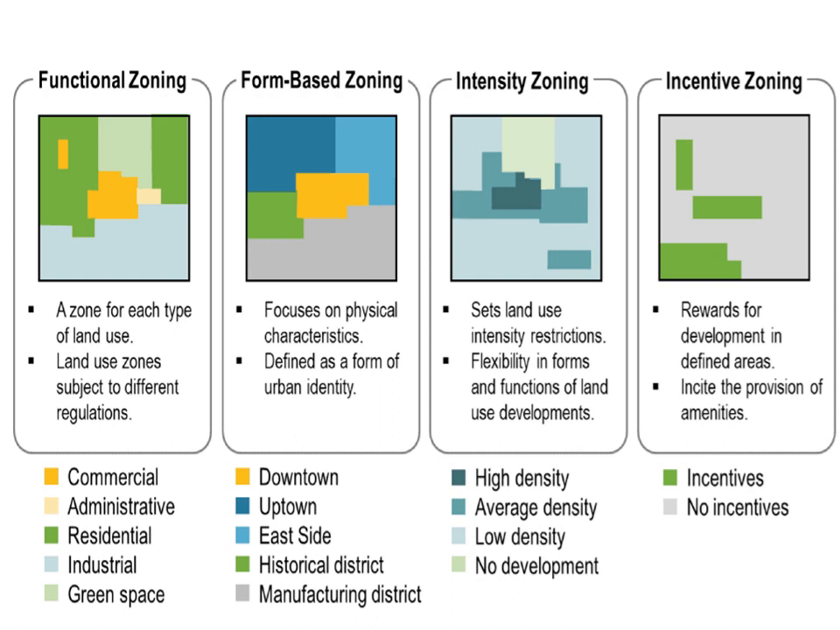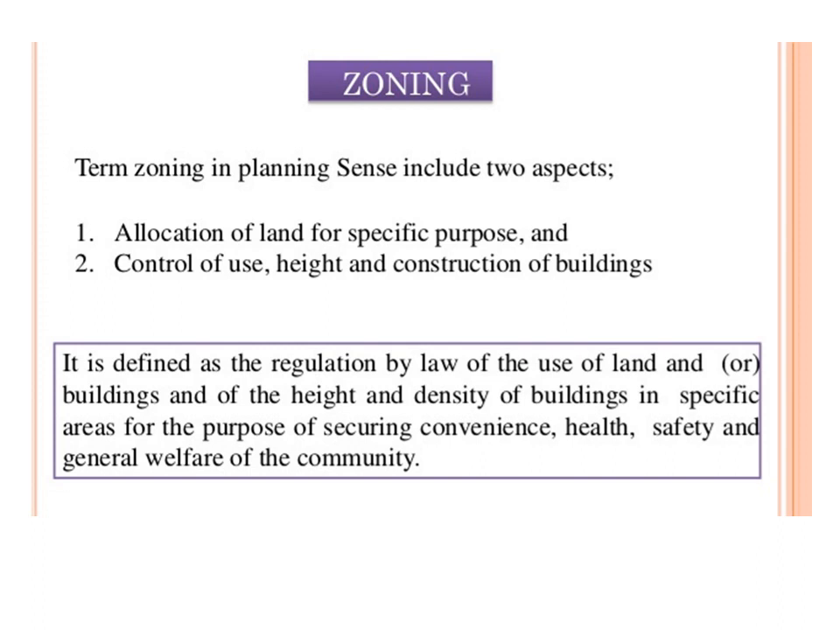Form-based zoning focuses on physical characteristics defined as a form of urban identity such as downtown, uptown, east side, historical district, manufacturing district. Then intensity zoning sets land use intensity restrictions, regulated in the form of functions of land use development with high density, average density, low density and no development. Then incentive zoning includes rewards for development in defined areas inside the provision of amenities in the form of incentive and no incentives.